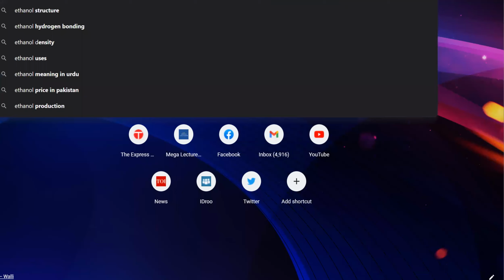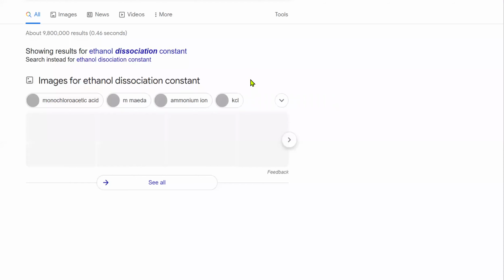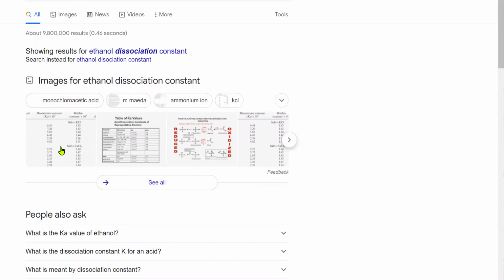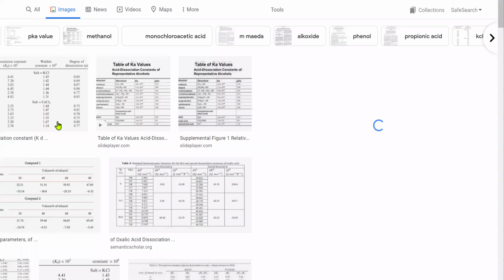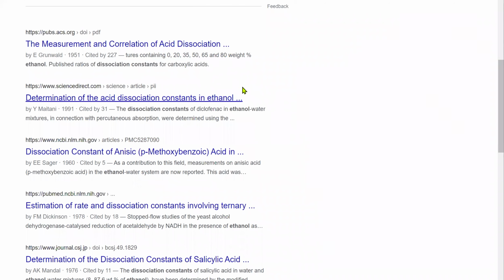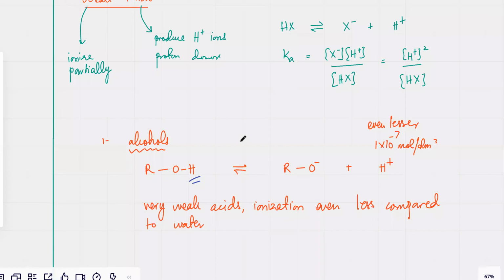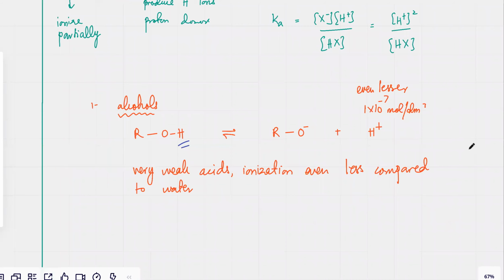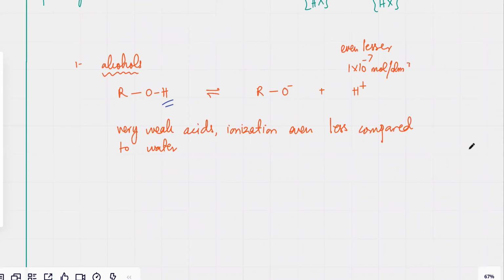I don't know, if I take ethanol and try to figure out its dissociation constant, it's probably going to be a very small value. Maybe it's given over here. No, not given. Just the idea that alcohols are going to dissociate very, very little. They're even going to be weaker acids compared to water. Water's ionization is greater than an alcohol. So they're extremely weak acids.